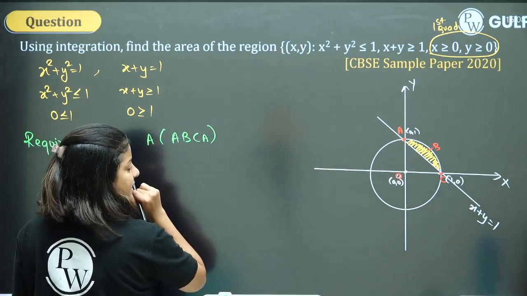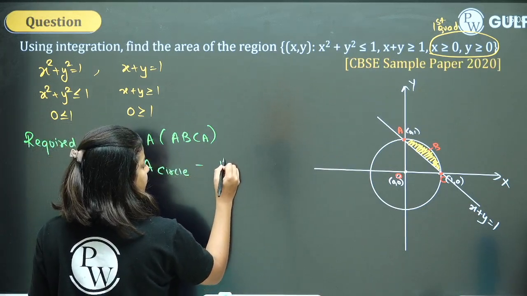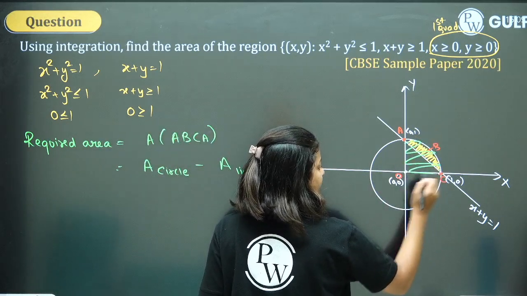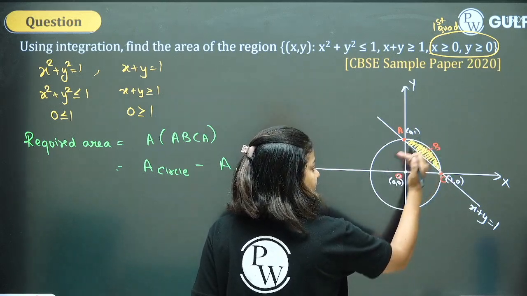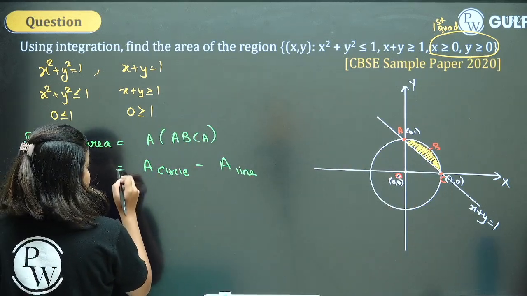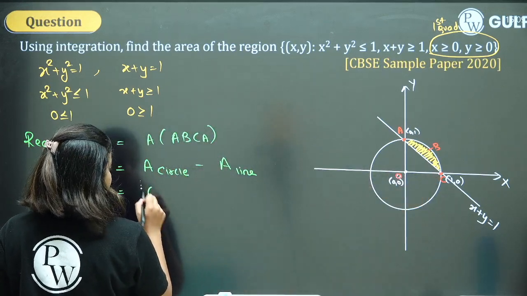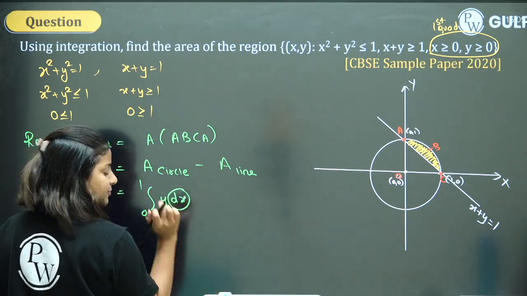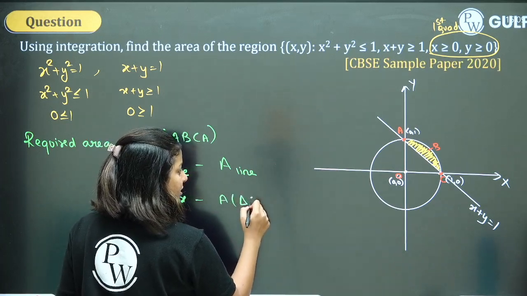Area of ABCA is nothing but area under the circle minus area under the line. Isn't it? Under the circle, this entire area will come. Under the line, this area will come. From the entire area you subtract the area under the line, you will get the required area. So area under the circle, integrate from where to where? 0 to 1, y dx. Because 0 and 1 lie on the x axis, integrate with respect to x. Minus area under the line is nothing but area of triangle OAC.